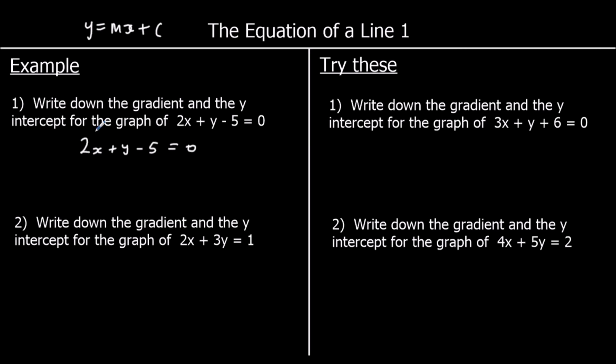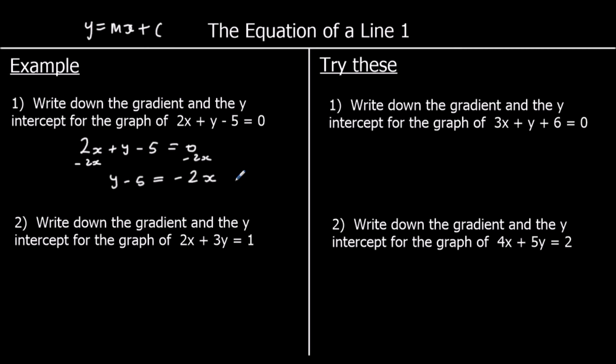So I want to get rid of 2x. To do that, I can take 2x away from both sides. If I take 2x away from the left side and the right side, both sides of the equal sign, I'll get y minus 5 equals negative 2x.